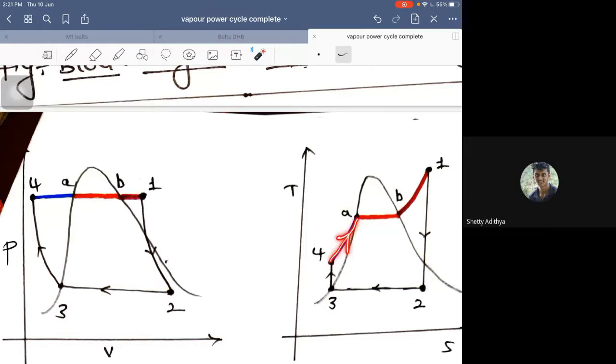Yes, 4 to A. Do you think the phase would change? No. Definitely no. Only the temperature is increasing. See here, only the temperature is increasing. Yes or no? Now come to the boiler. Here it is saturated liquid.